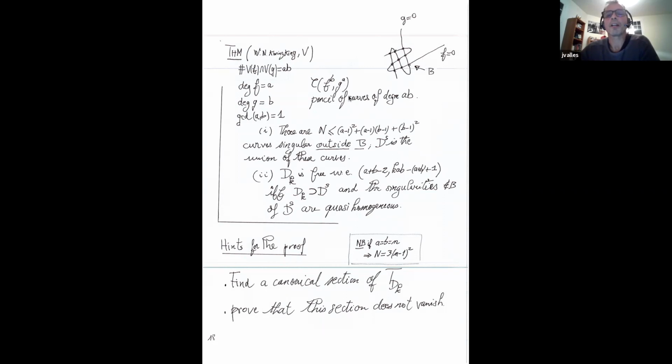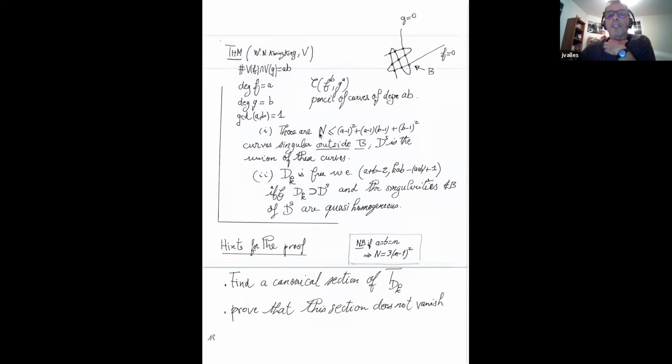The curves of this pencil are singular along the base locus, but if we remove the power, the intersection of F and G consists of AB distinct points. Then, first of all, the general curve in this pencil is singular at these AB points, but the general curve in this pencil is smooth outside the base locus by Bertini's theorem. But there are some plus singular curves in the pencil, singular outside B.